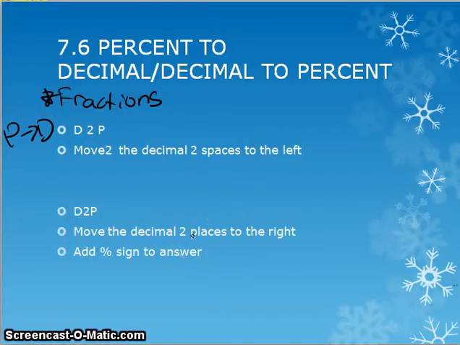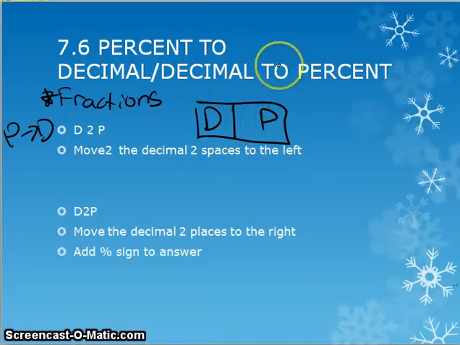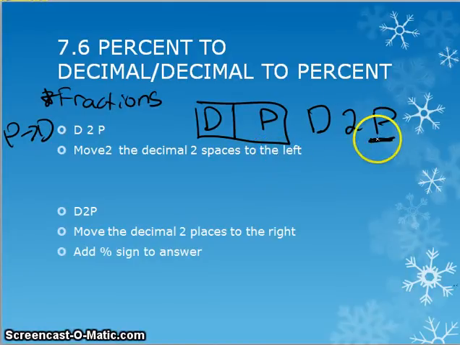How my teacher, Miss Green, used to think of it was, you're holding a big dictionary, so pretend like this is your dictionary, and the D section is going to be on your left, and the P section is going to be on your right. How I like to think of it is D to P, because you're going to flip. It's an easy way to remember. You move the decimal 2 spaces to the left, because you're going from P to D, from a percent to a decimal.